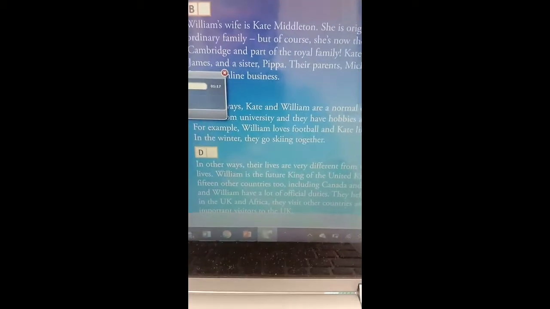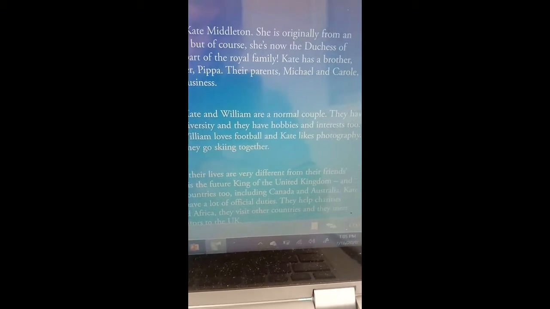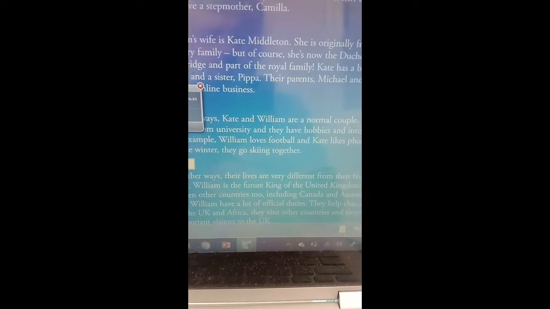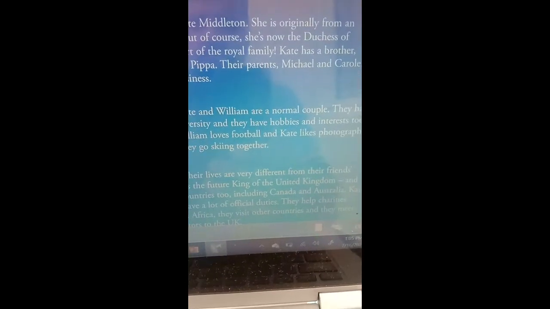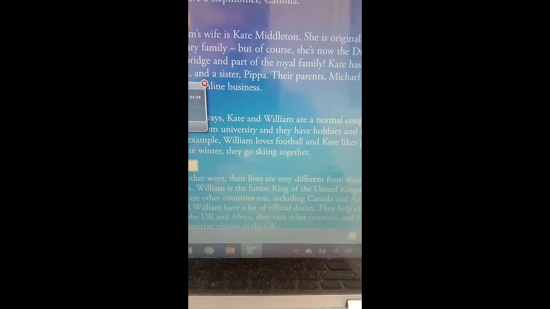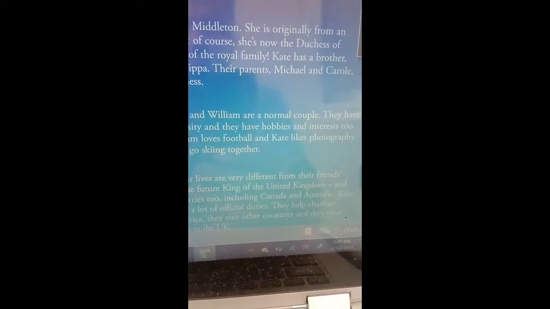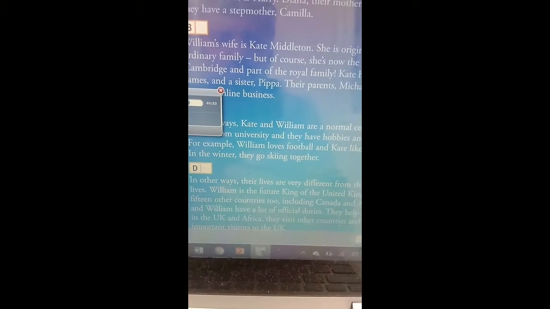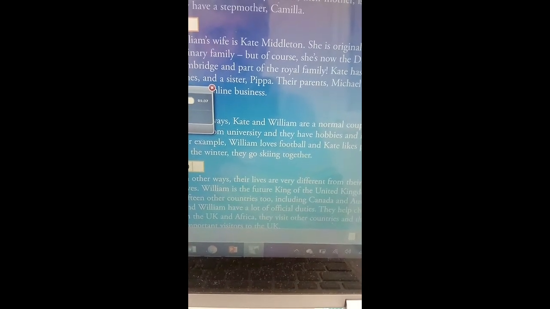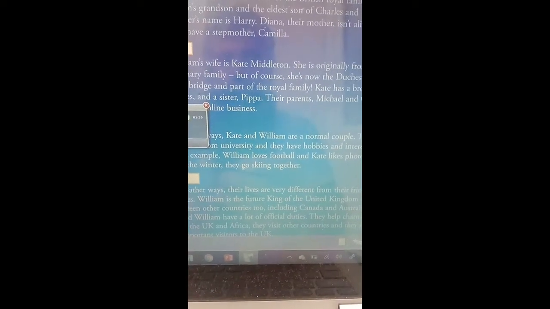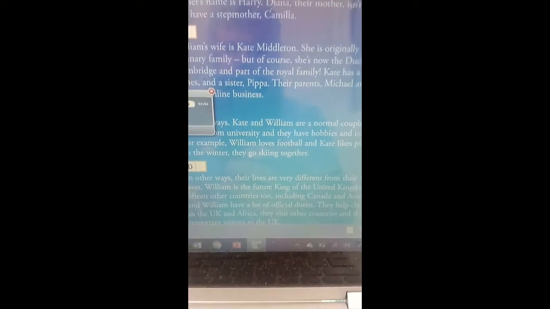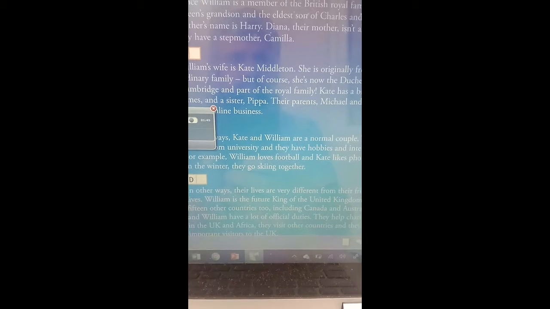In other ways, their lives are very different from their friends' lives. William is the future king of the United Kingdom and 15 other countries too, including Canada and Australia. Kate and William have a lot of official duties. They help charities in the UK and Africa. They visit other countries and they meet important visitors to the UK.